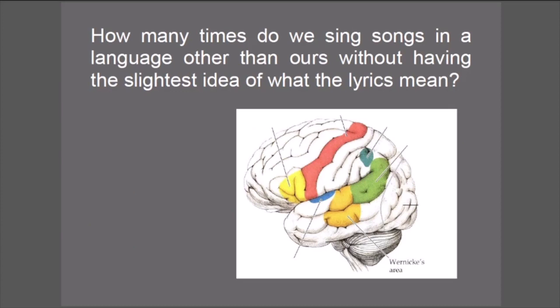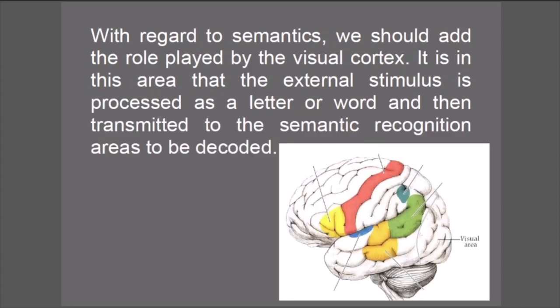How many times do we sing songs in a language other than ours without having the slightest idea of what the lyrics mean? With regard to semantics, we should add the role played by the visual cortex. It is in this area that the external stimulus is processed as a letter or word, and then transmitted to the semantic recognition areas to be decoded.